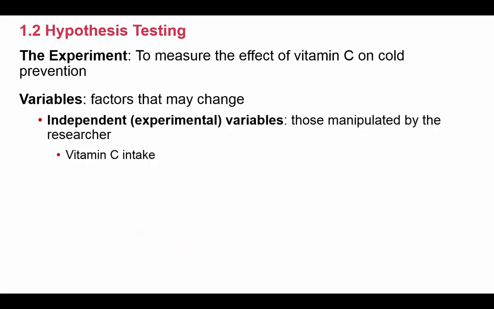So if we look at that, there are factors that may change that are called variables. There are the independent variables or the experimental variables that are manipulated by the researcher. What are you going to do to measure the effect of vitamin C on cold prevention? Well, you're going to give vitamin C to some of your subjects, right? So vitamin C is manipulated by you. That's what you're going to give to the experimental group. So it is the independent variable.